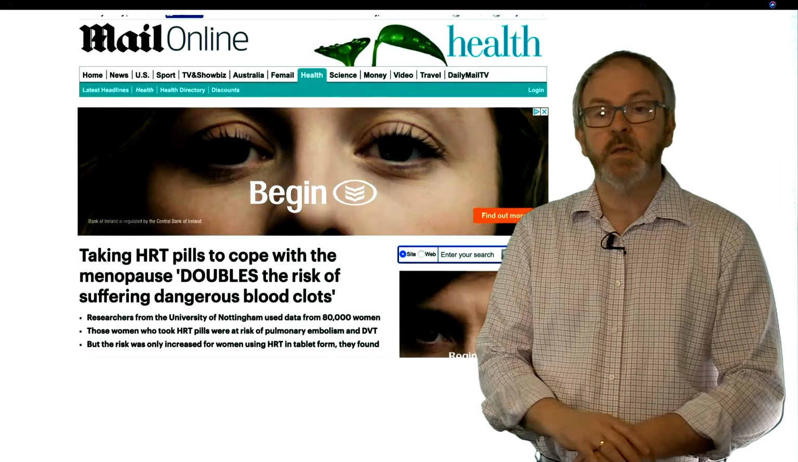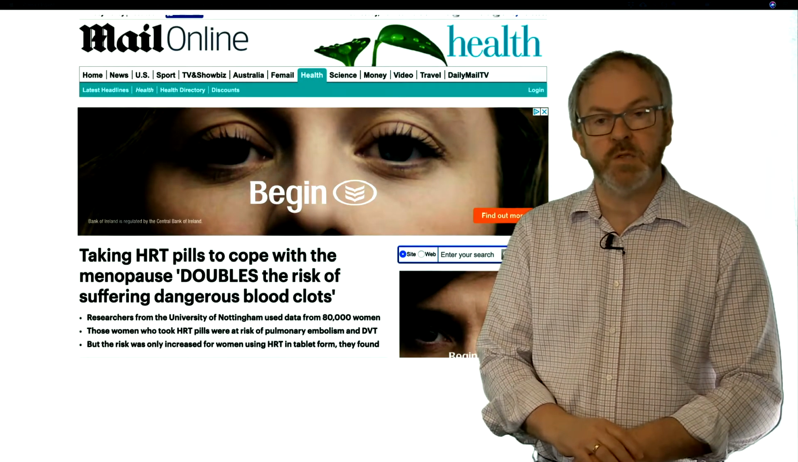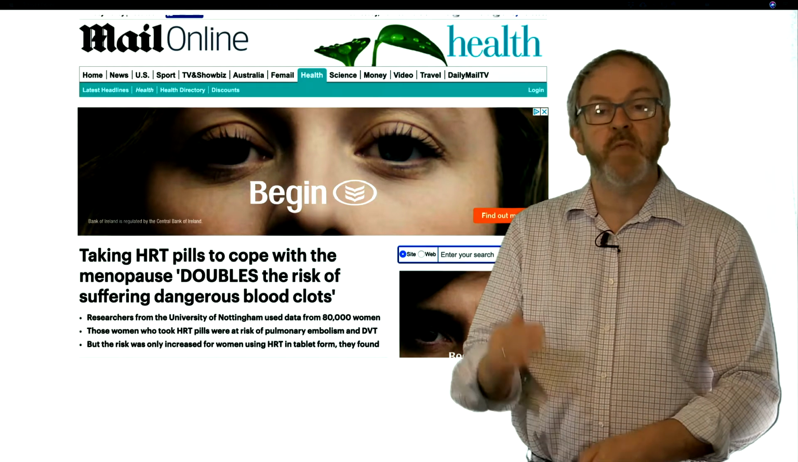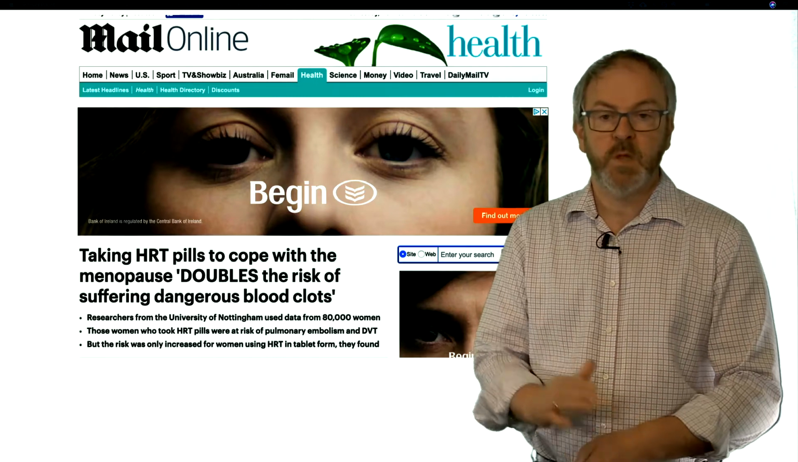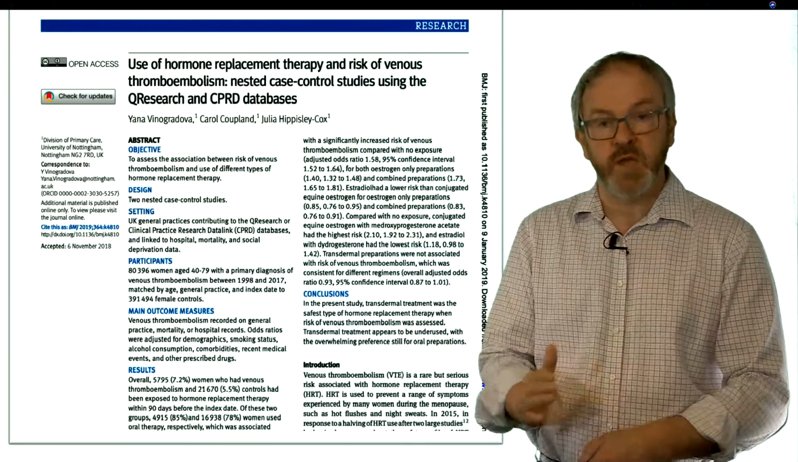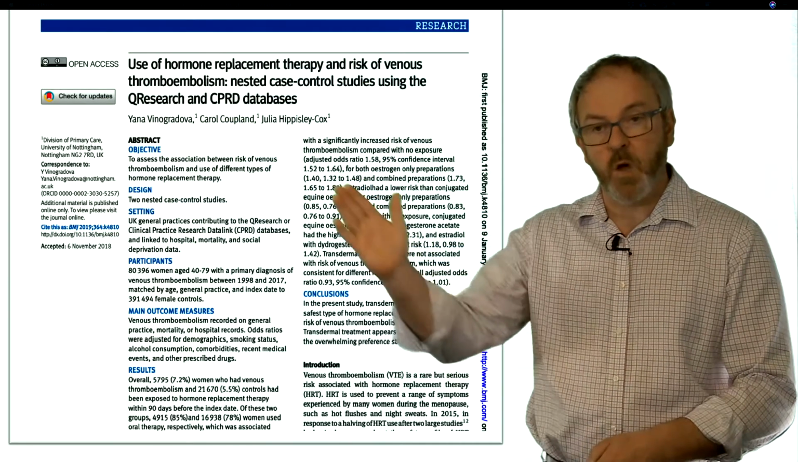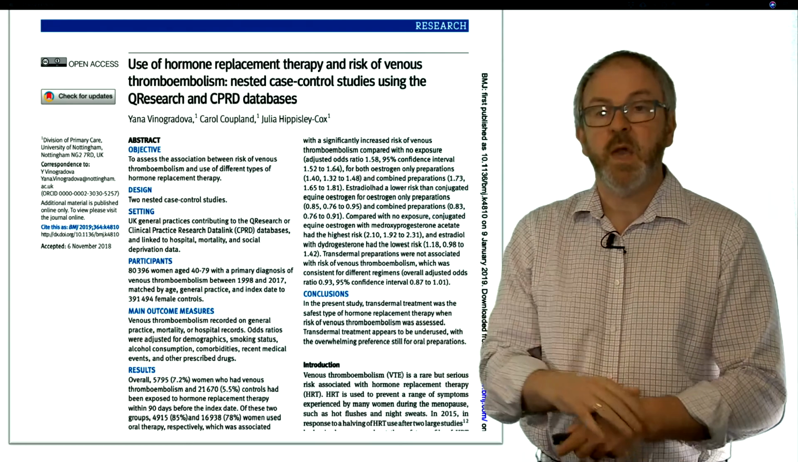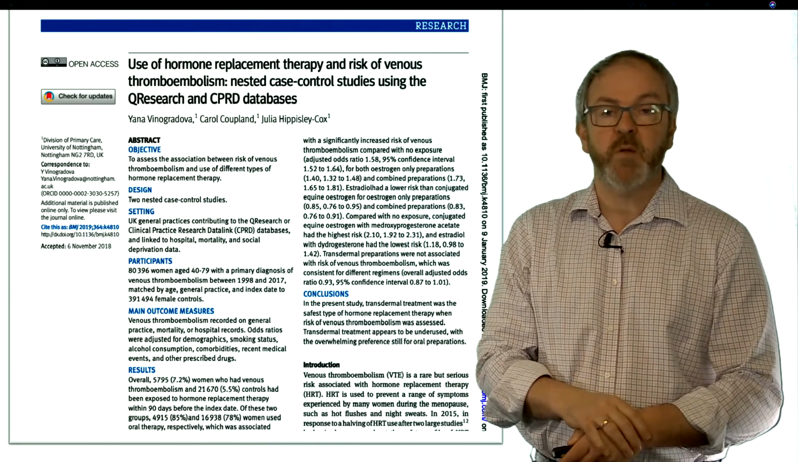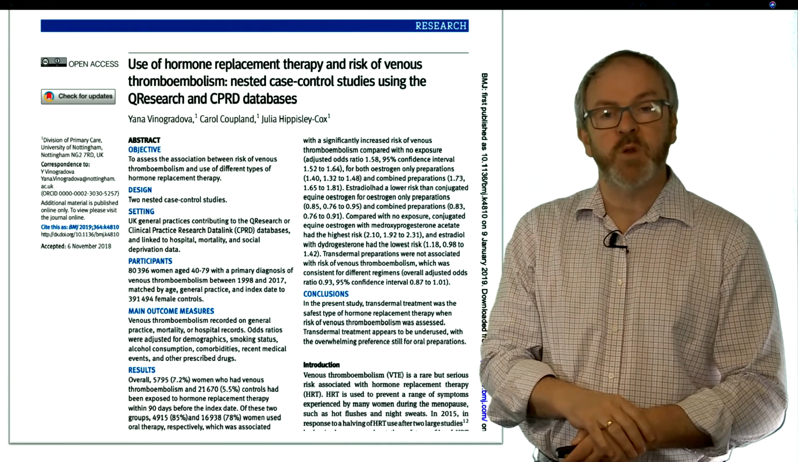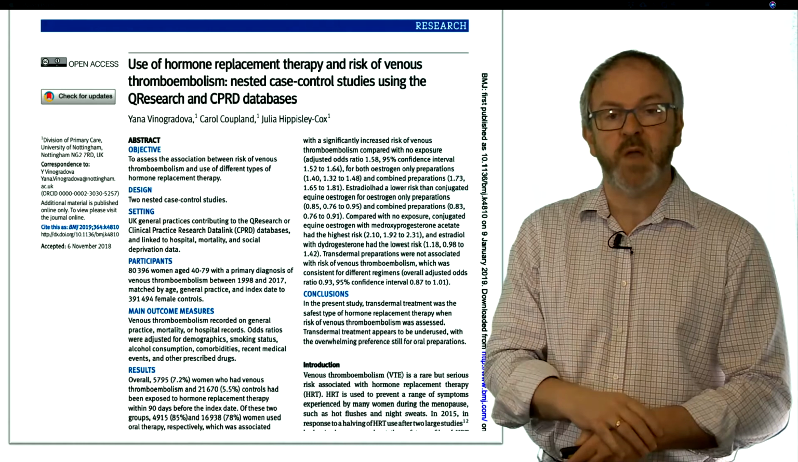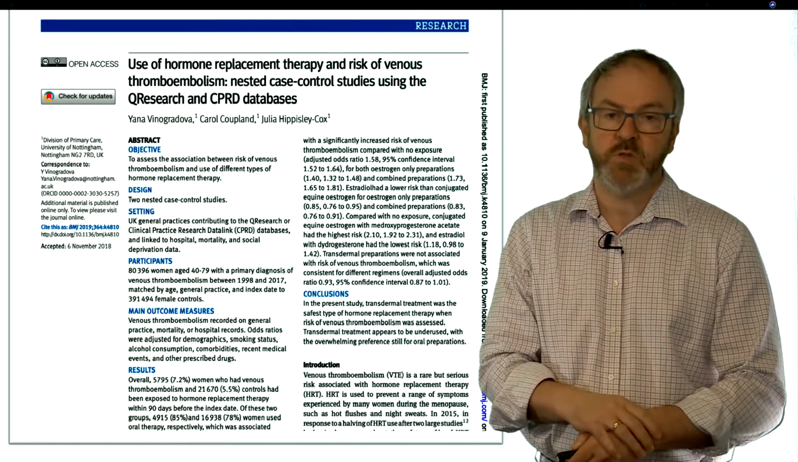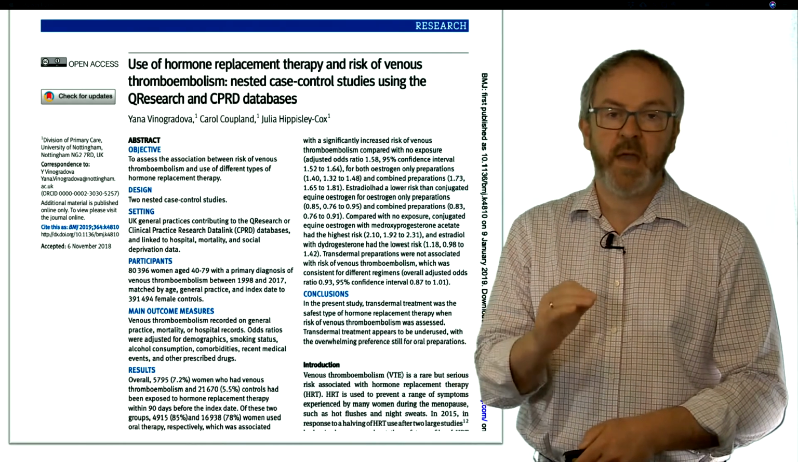Here's a headline in a newspaper about taking HRT pills to cope with the menopause, and the headline is, "It doubles your risk of suffering dangerous blood clots." This work is based on this study published in the BMJ. It's open access, and it's the use of hormone replacement therapy and risk of venous thromboembolism, and it's a nested case control study. I'm going to talk to you about this paper and how you might interpret the results based on relative measures and absolute measures.